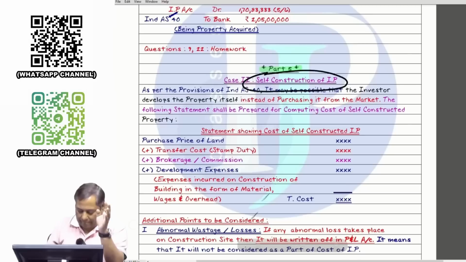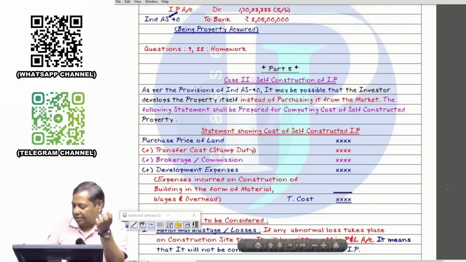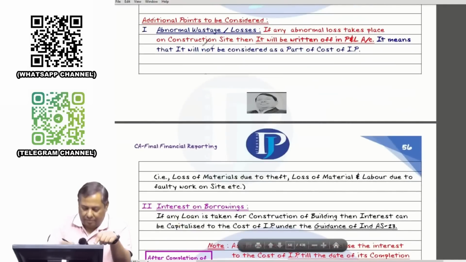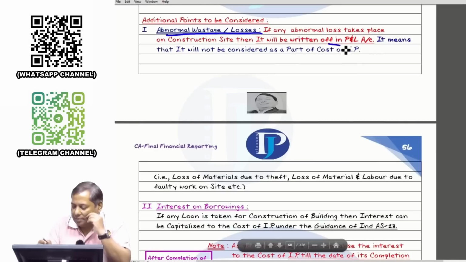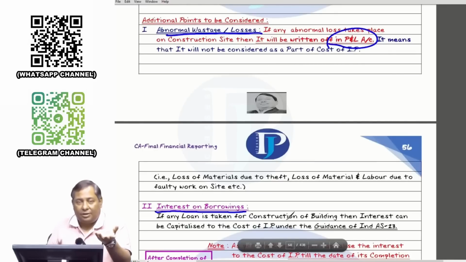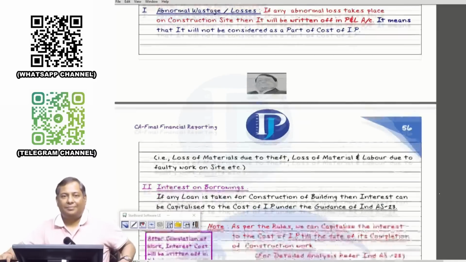Now look here. For self-construction, you'll first purchase the land, pay stamp paper, brokerage and development expenses: material, wages, overhead. Everything will come here. Now remember 2 things. First, abnormal wastage will go into P&L. We can't capitalize it. Second, interest in AS 23 allows you to capitalize it in a qualifying asset. I told you this, the rest we will see in AS 23 in detail.